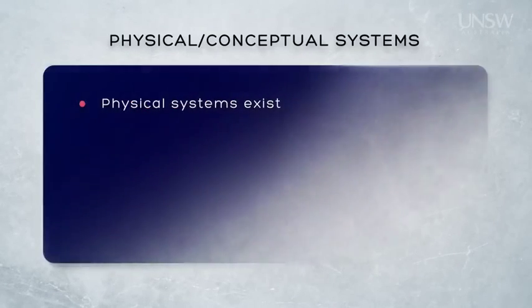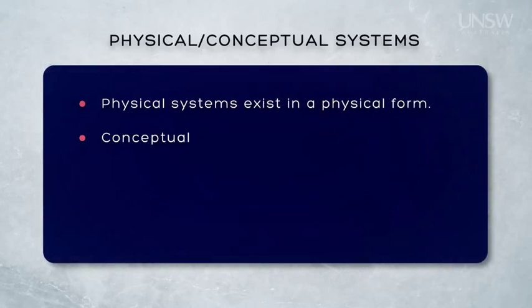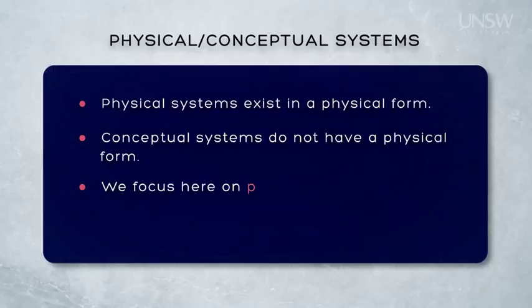Physical systems exist in a physical form. Conceptual systems do not. They're conceptual. Since our focus in systems engineering is on engineering a system, things we can actually produce, we're interested in physical systems.